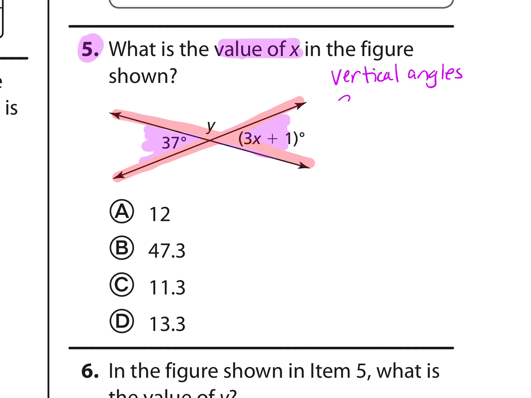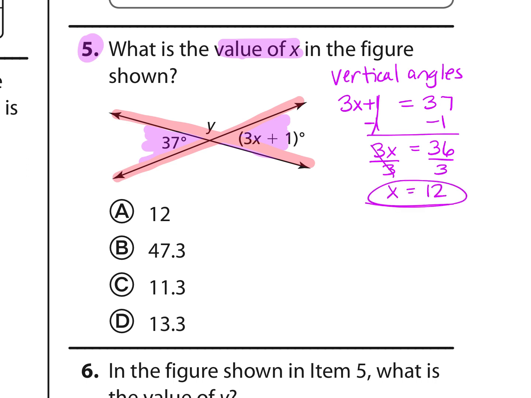So if I take 3x plus 1, it's equal to 37 degrees. So I'll just simplify this. I'm going to subtract 1 from both sides of the equation to get 3x equals 36. Divide both sides by 3, and x is 12. And that's all it's asking for is the value of x, so we would just mark that.